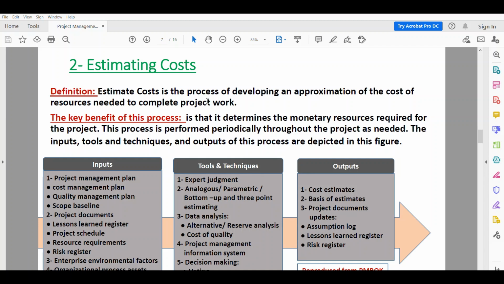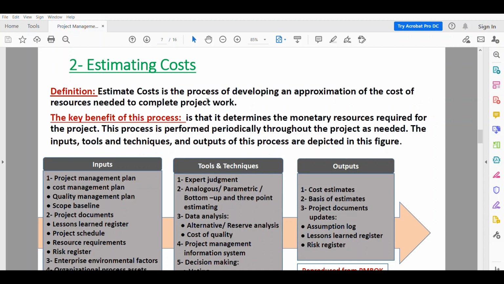The second input is the project documents, like lesson learned register, project schedule, resource requirements, risk register. The third one, enterprise environmental factors. The fourth one, organizational process assets. Tools and techniques, expert judgment.